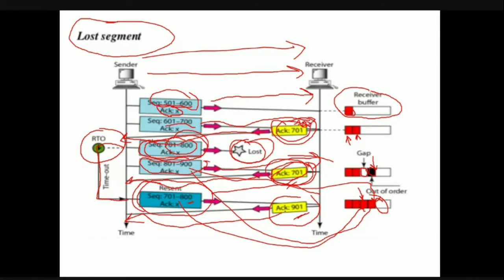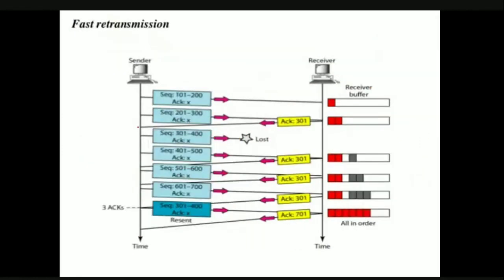That is, the receiver will not process any out of order packets. The receiver TCP will only process all the segments when the segments are received in order. Okay, next, coming to fast retransmission.